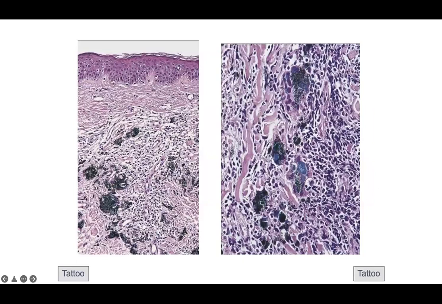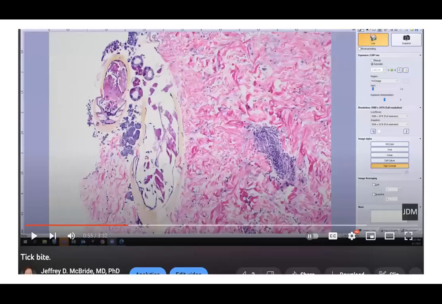You can have granulomatous reactions to tattoo ink and particles. And here's a screenshot from the video that I made on the tick bite that we captured in our clinic. The patient had some type of reaction. I think we saw the top half of the tick. We did a biopsy and we captured the mouth part retained within the dermis.